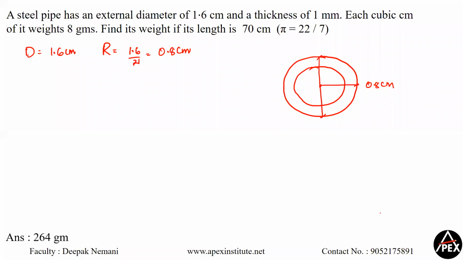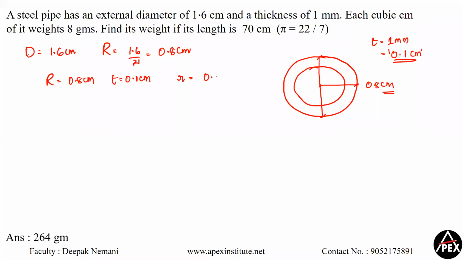Now, thickness of 1 mm. So that's why I told you you should be careful with respect to units, isn't it? So thickness is 1 mm. Here we are considering the radius in centimeters. So if I convert 1 mm to centimeter, it will be 0.1 centimeter. Now we have capital R equal to 0.8 centimeters. Thickness is 0.1 centimeter. Can we find the inner radius of this pipe?